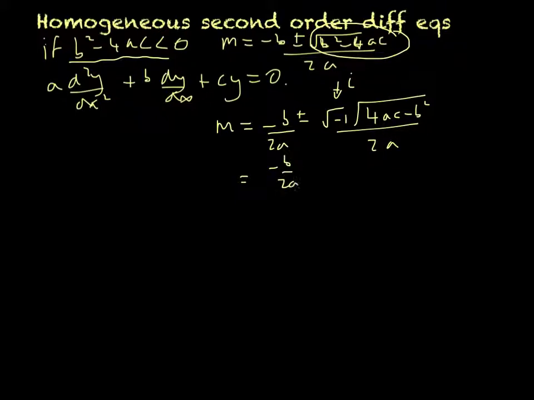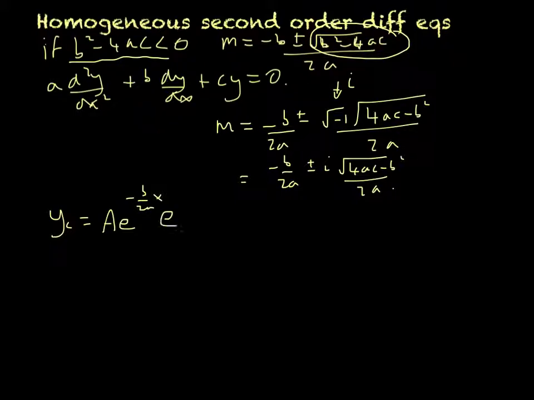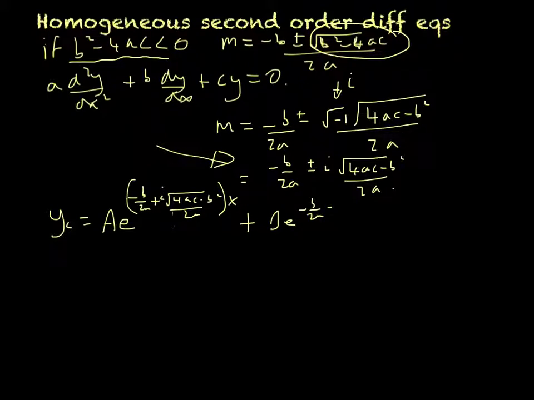So we've got minus b over 2a plus or minus i square root 4ac minus b squared over 2a in this case, which means our complementary function is now, actually I'll slow that down. So we've got ae to the m, remember. So we've got ae to the minus b over 2a plus i square root 4ac minus b squared over 2a, x plus b e to the minus b over 2a minus i square root 4ac minus b squared over 2a x.